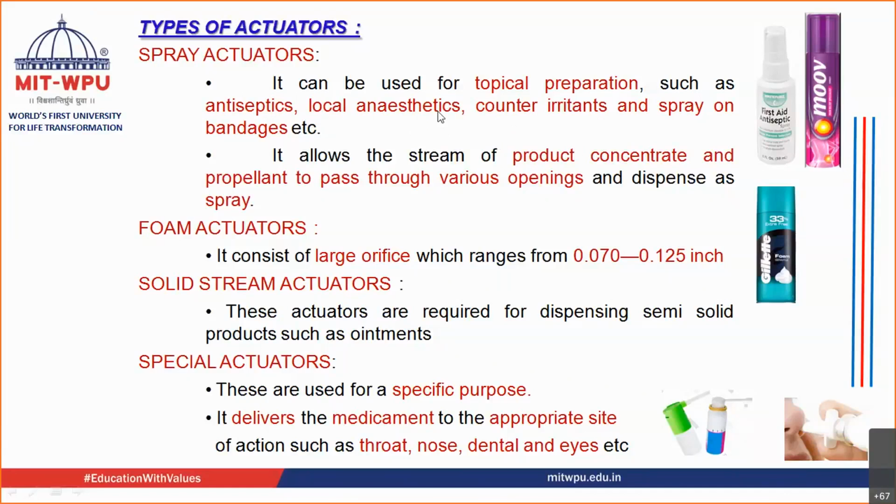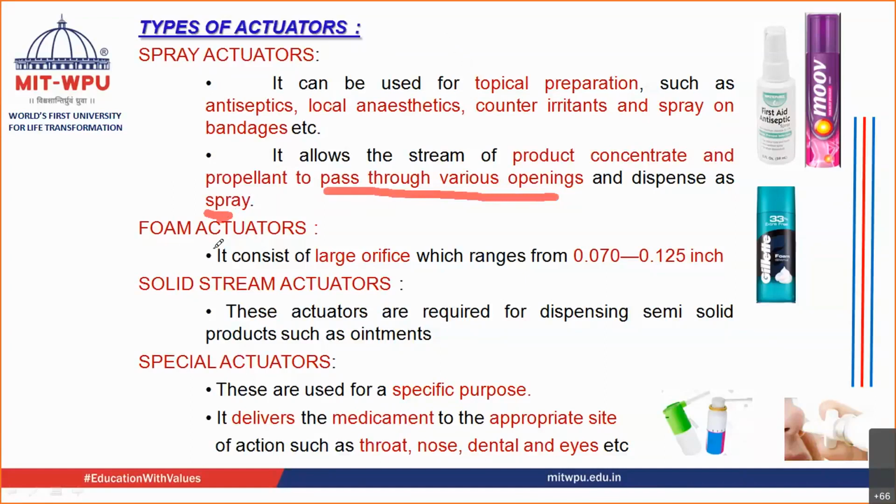Then counter irritants like Move, Relispray, you know them very well. Local anesthetics, in order to make some part numb, if you want. Then you have spray on bandages. These all are the types of your spray actuators, right? What does this spray actuator do? It allows the stream of product concentrate and propellant to pass through various openings, and dispense in the form of spray. So basically the product concentrate goes through your dip tube, etc., further to the housing, to the actuator, and through the actuator it is dispensed in the form of spray.